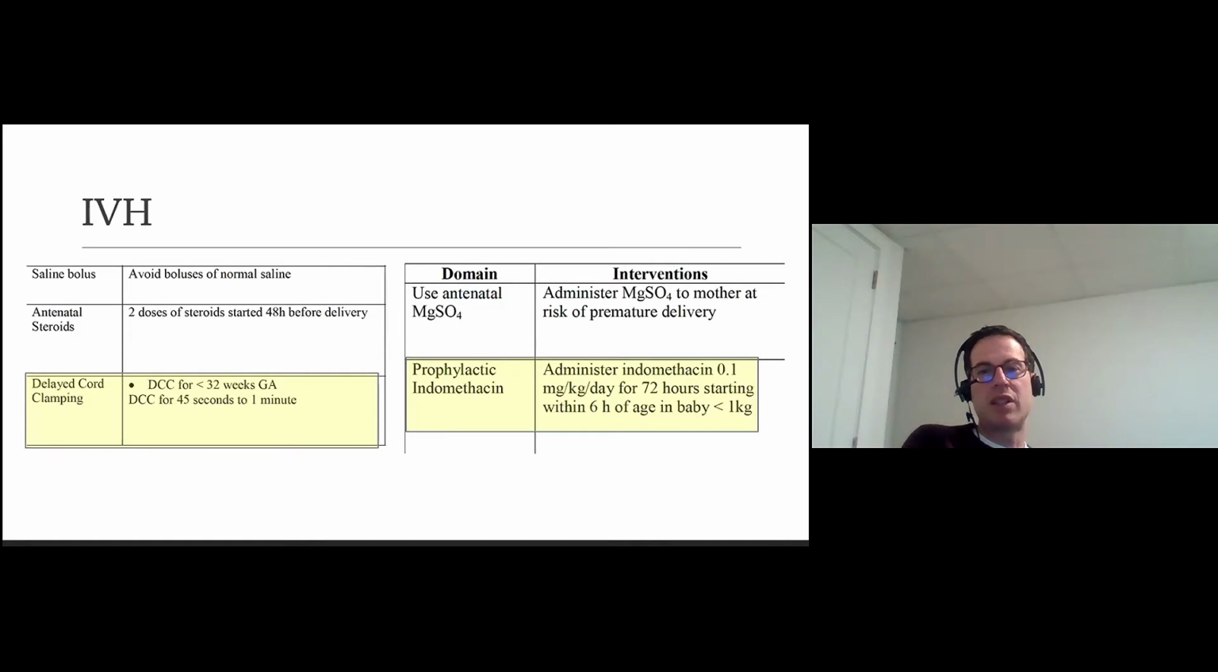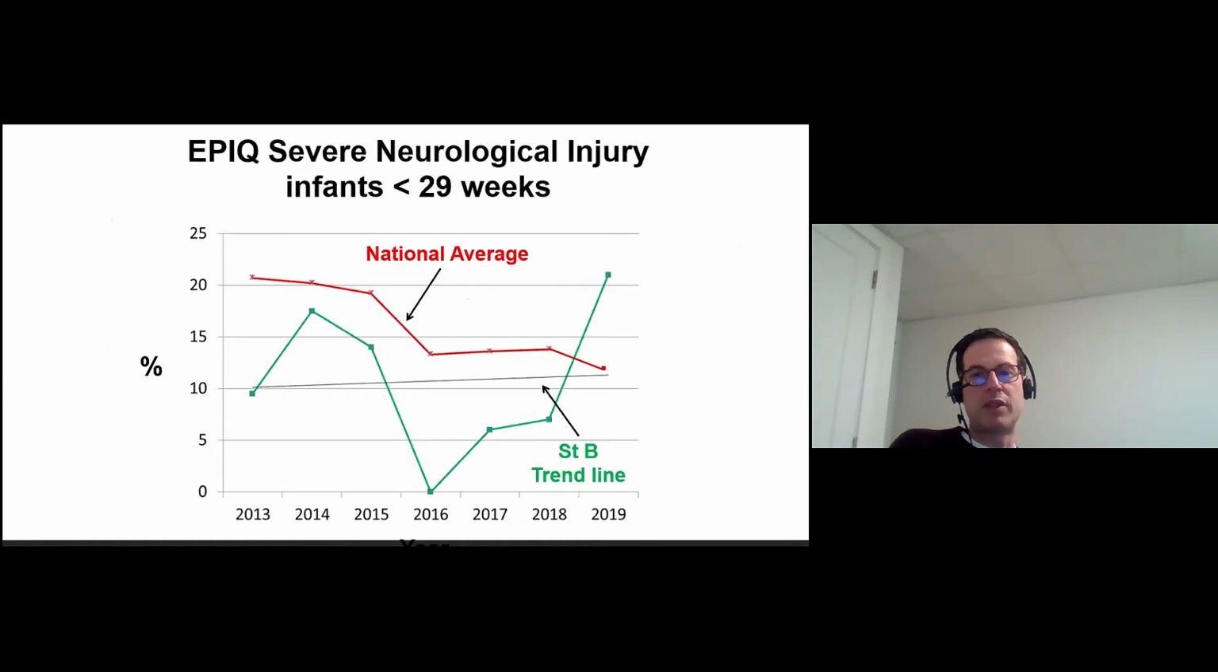That's a story unto itself, but some units, ours being one of them in Canada, are not allowed to use prophylactic indomethacin. As Health Canada has said, it's not indicated for babies in the first 72 hours of life to reduce IVH. Other units in Canada are using it, so it did make its way into the IVH bundle.